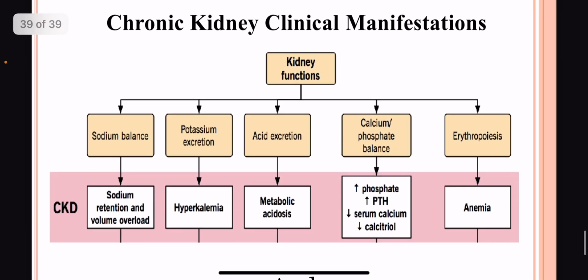And in the last slide, the chronic kidney disease clinical manifestations: if the kidney is not functioning well, sodium does not balance, potassium does not excrete, acid does not excrete, calcium and phosphate do not balance, and erythropoiesis does not occur, then chronic kidney disease can happen. If sodium is not balanced, sodium is retained and volume overload leads to arrhythmias. If potassium can't be excreted, it leads to hyperkalemia. If acid can't be excreted, metabolic acidosis happens. If calcium and phosphate balance does not occur, it leads to hyperphosphatemia. And with impaired erythropoiesis, anemia.